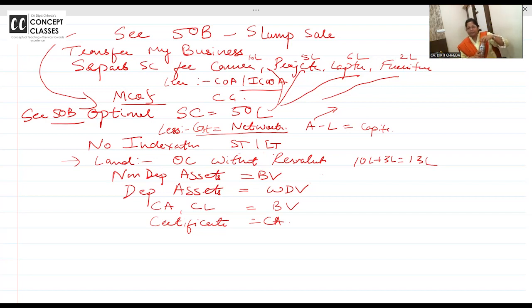Easy? Concept of slump sale. Is it easy? You have the concept of deemed dividend here, and the concept of liquidation here. Some part of capital gains they have covered in final. That's what we are doing. Slump sale is asked often, and in fact, the same questions are repeatedly asked with the figures changed.